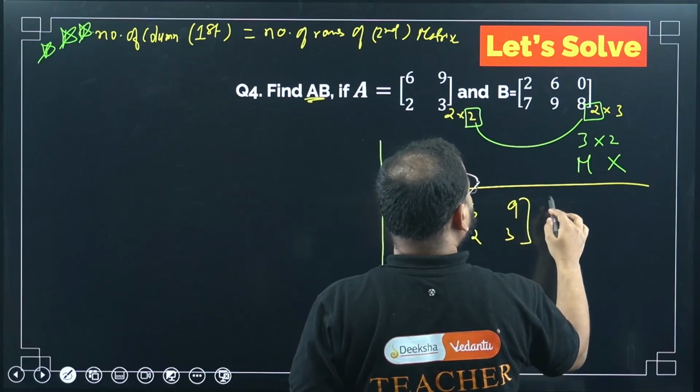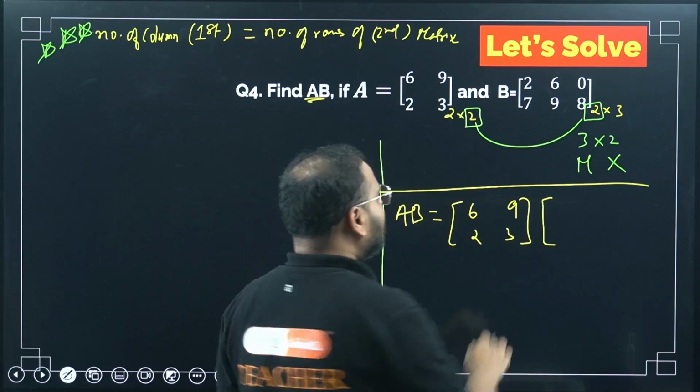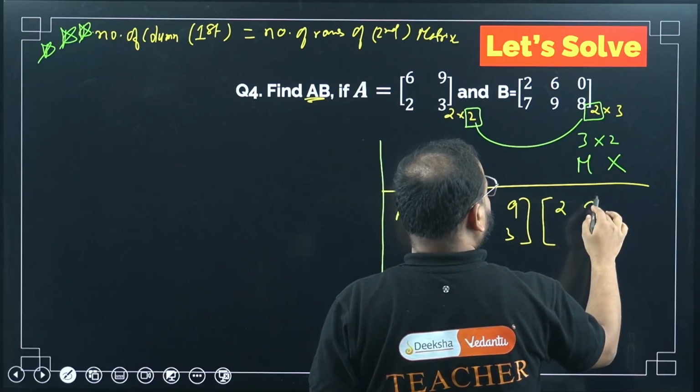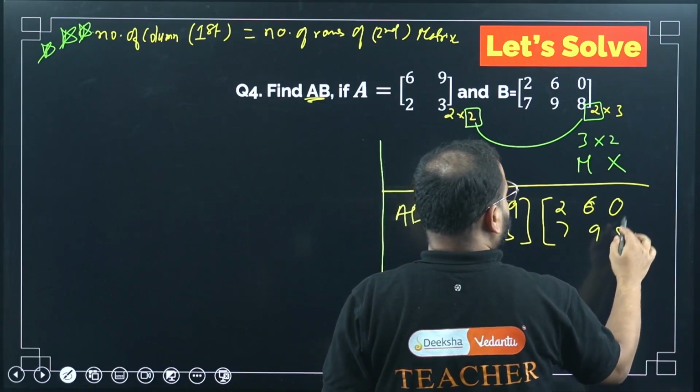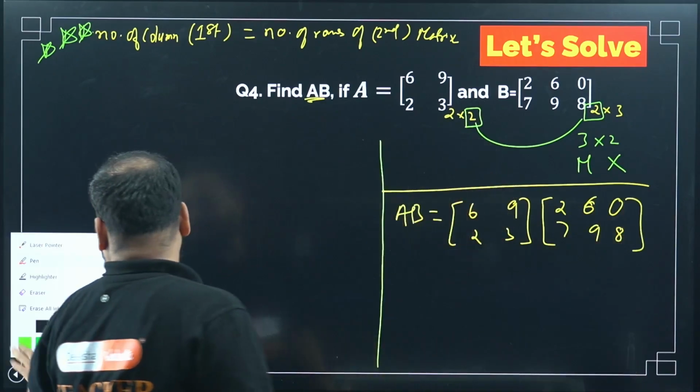Sir, why are you writing? Because it is good to write, bacha. It's good to write, okay? We can compare on that side. So you also make this habit of writing when you are multiplying the matrix. Okay, now you'll see. Chaliye.